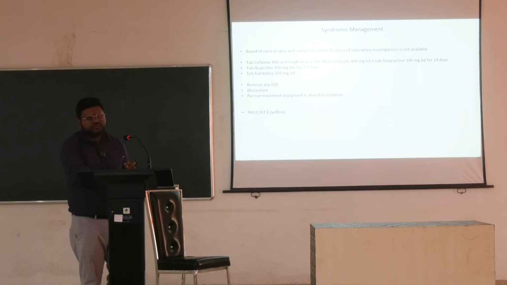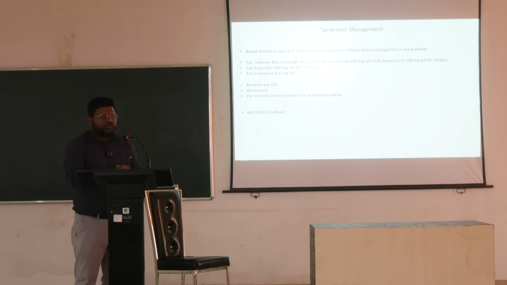What will be in the kit? 2 tablets of cefixime. Cefixime comes in 200 milligram tablets. We have 2 tablets of cefixime, 400 milligram, along with 28 tablets each of metrogen and doxycycline. These are extra, this is not in the kit, I'm telling you, it's not in the kit. The top 3 are together in the kit, kit 6. Any sort of intrauterine device, whether Copper T or Mirena, you have to remove that, okay?